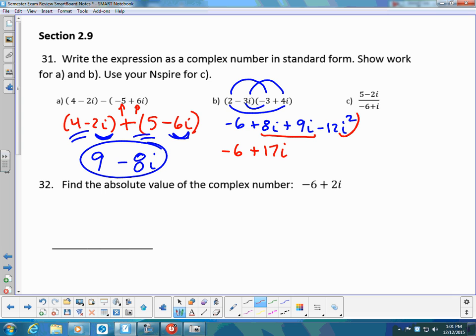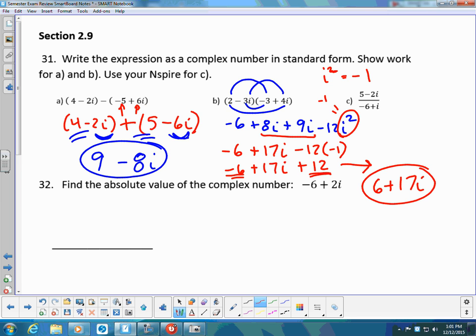But over here, this i squared is equal to negative 1. i squared is always equal to negative 1. So that means I really have minus 12 times a negative 1. So that's a negative 6 plus 17i plus 12. And then I can combine my 12 and my negative 6, and I end up getting 6 plus 17i is my answer for letter B.